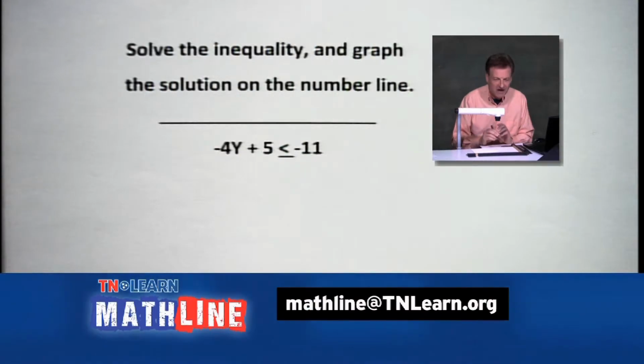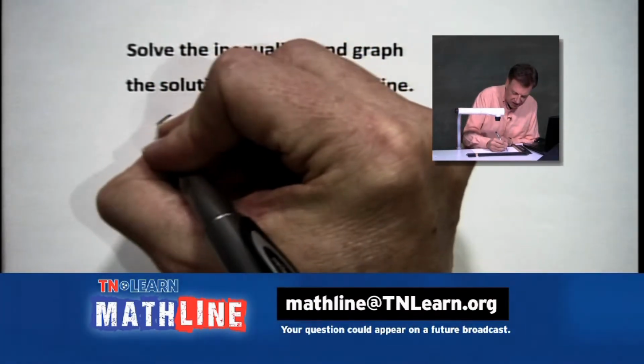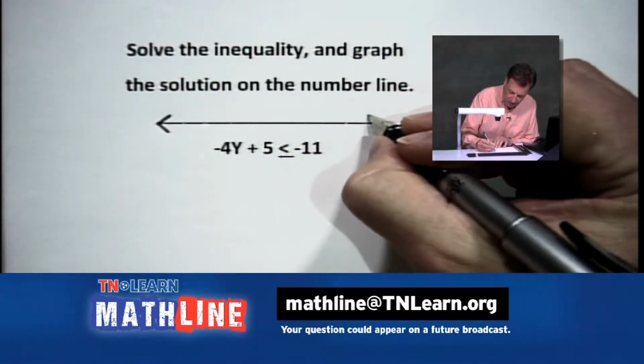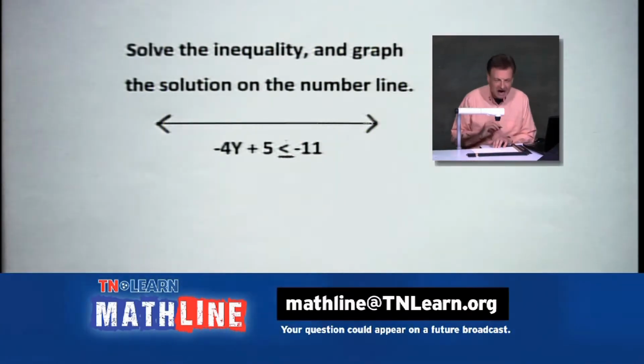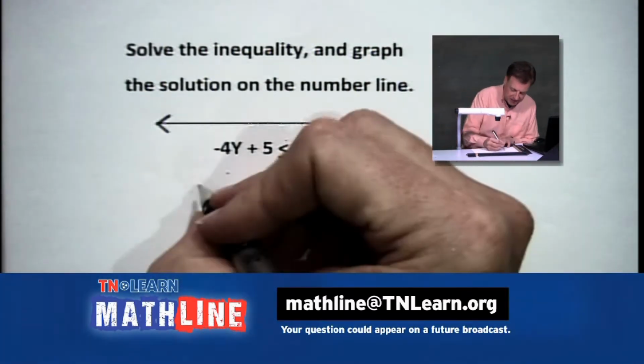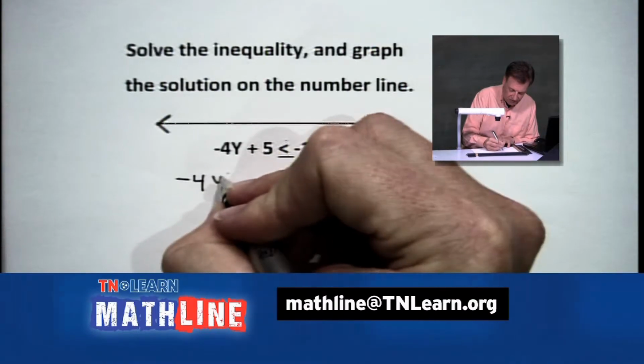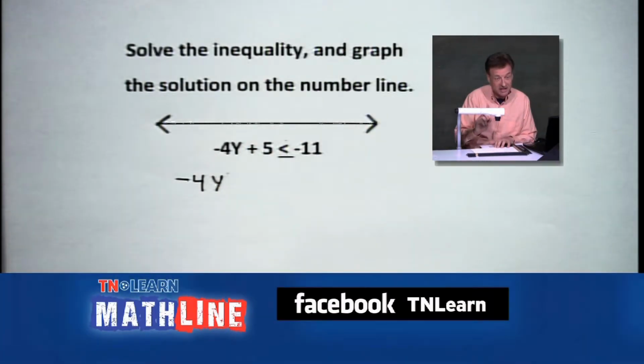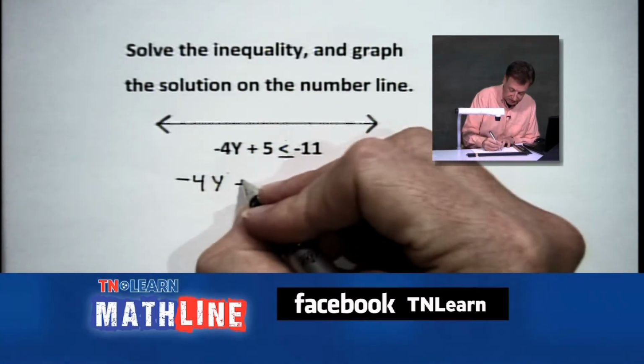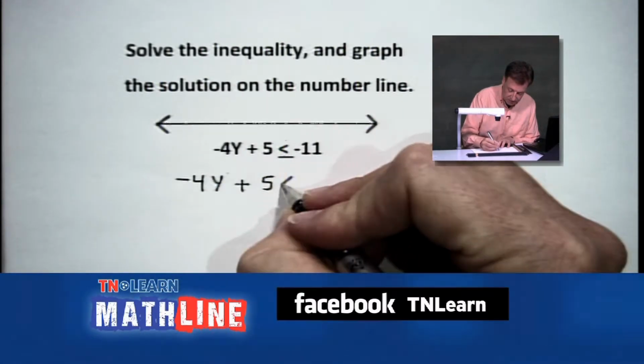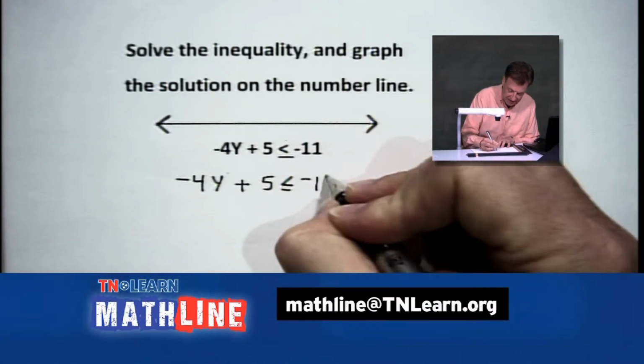Hey, just what we've been waiting for. Let's look at our next one here. We finally have that less than or equal to. Yay! I've been waiting for that. I knew I'd put one of these in here somewhere. All right, let's see what happens. Go ahead and write this problem down. Let's rewrite. We got negative 4y, by the way, that's important, plus our 5, which is going to be greater than or equal to this negative 11.